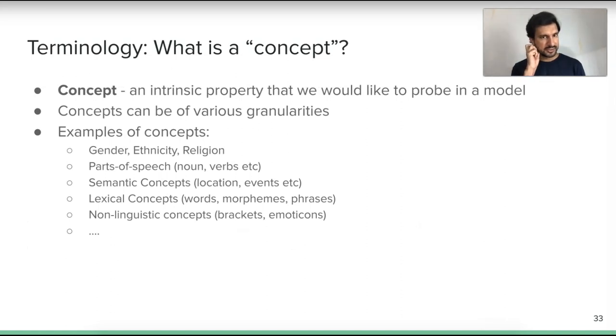Okay, another terminology is about concept. I have been using this term a lot in the initial slides. So a concept is an intrinsic property that we would like to probe in a model. And it can be of various granularities. Examples of concepts can be gender, ethnicity, religion, parts of speech like noun, verb, adjective, some semantic concepts, lexical concepts like words, morphemes, phrases, and even non-linguistic concepts like brackets, emoticons. So we want to say, given a concept, which neurons of the model have learned this concept.